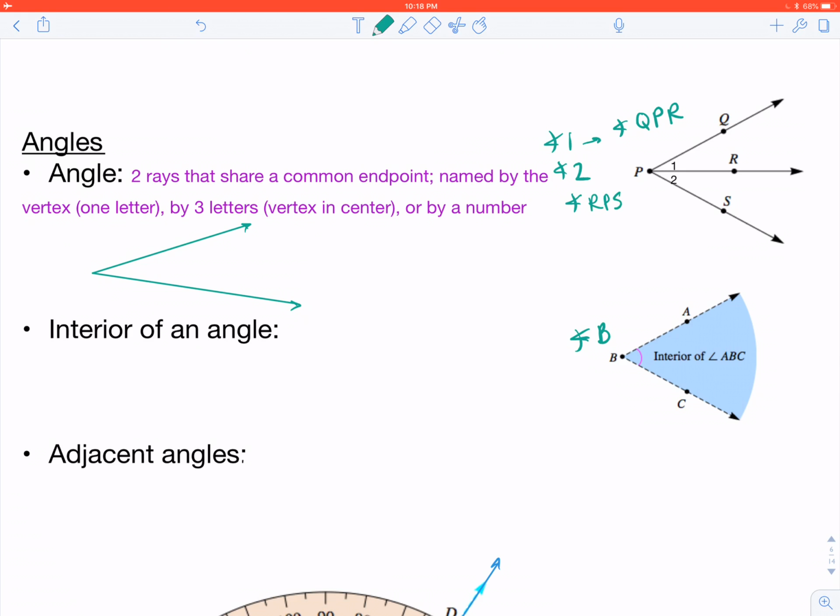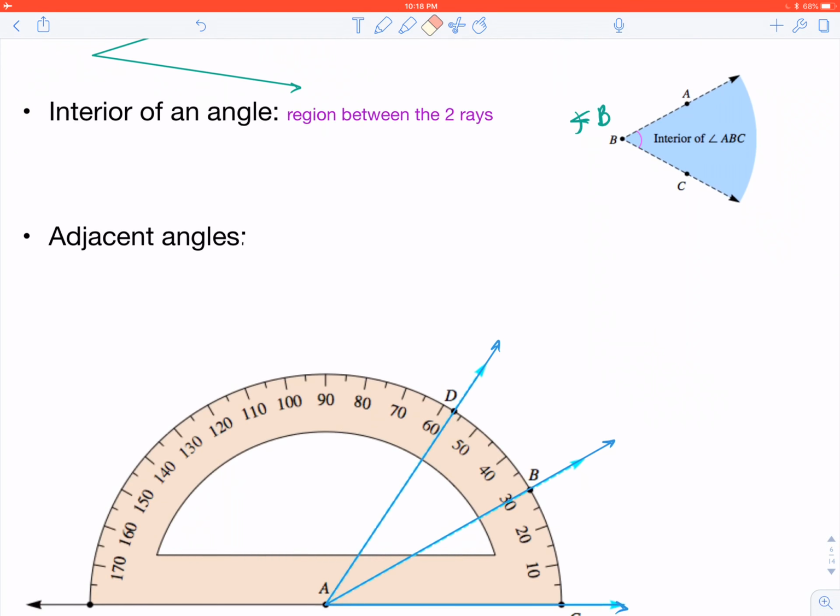And then a third angle that's in existence, and I cannot call by a number, I must use three letters, and that's going to be angle QPS. And that's the whole entire angle. The interior of an angle, this is just the region between the two rays, and you can see that is marked in blue over to the right.